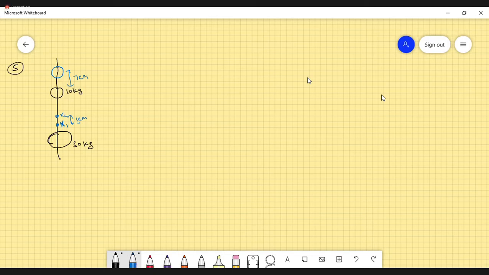When the 10 kg mass is changed by 7 centimeter distance, by how much distance should the 30 kg mass be changed so that the center of mass is displaced by 1 centimeter, they are asking. Understood? Yes, sir. So see here.